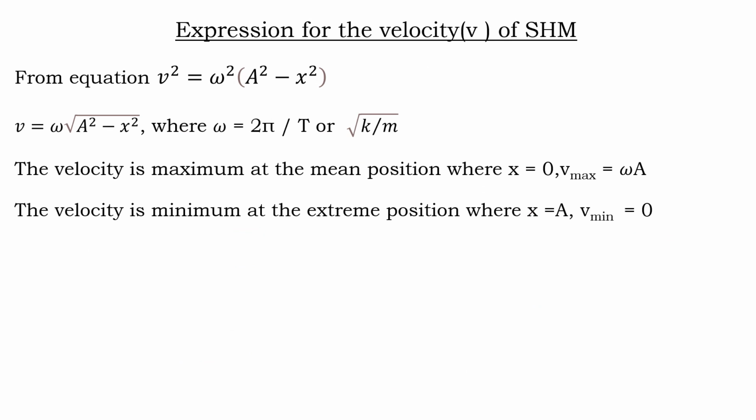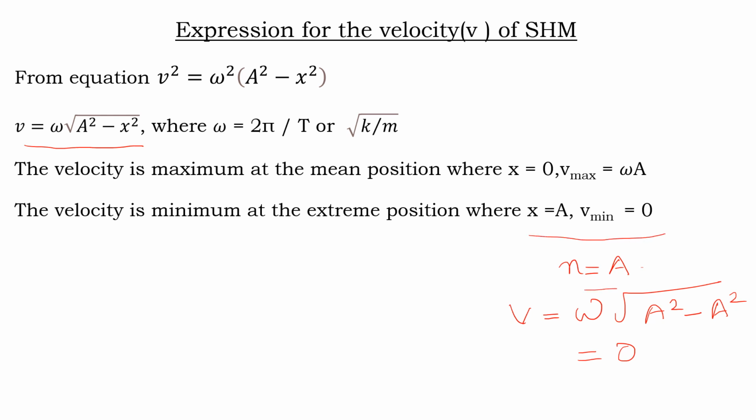Next is the expression for velocity of simple harmonic motion. The velocity of a simple harmonic motion is given by v is equal to omega into root of a square minus x square. And at the extreme position where x equal to a, the velocity v is equal to omega into root of a square minus x square, where x will be a at the extreme position, therefore a square minus a square. That is, it will be 0. That is, at the extreme position where x equal to a, the velocity will be 0. That is, the velocity is minimum at the extreme position.